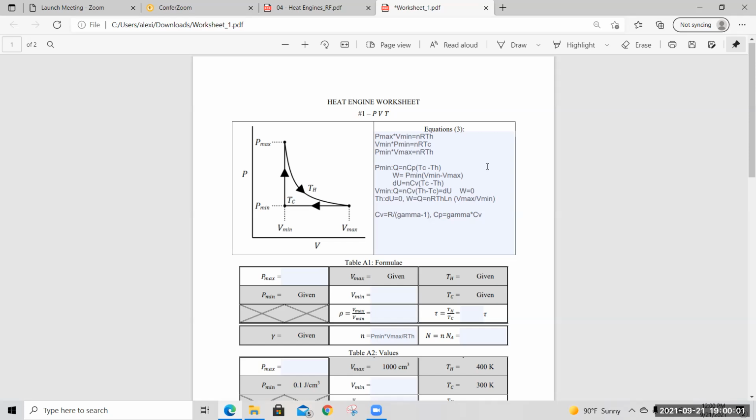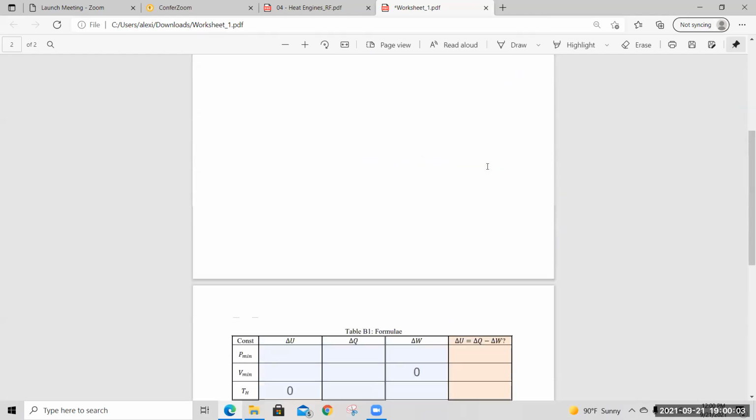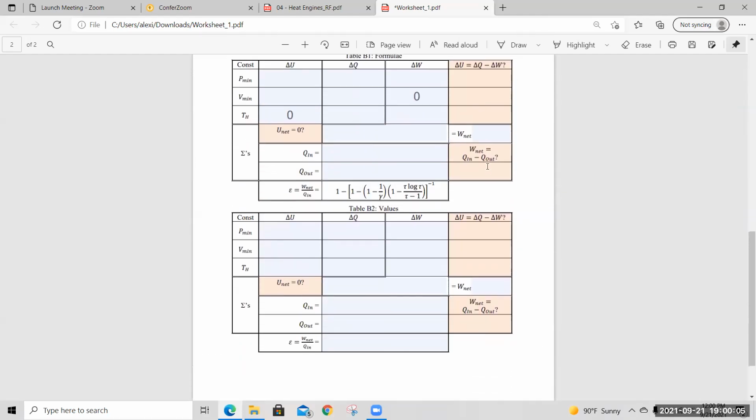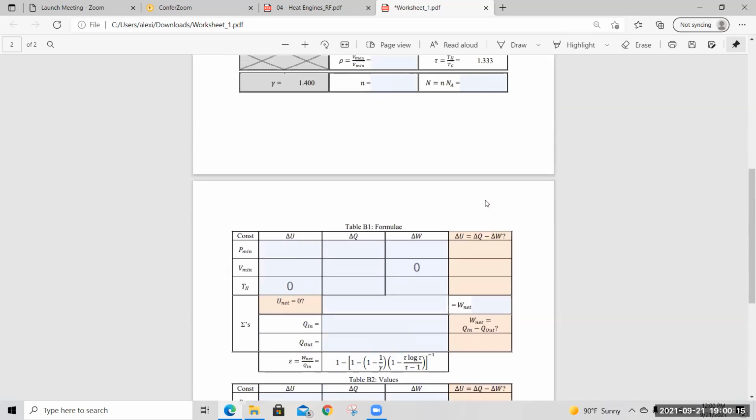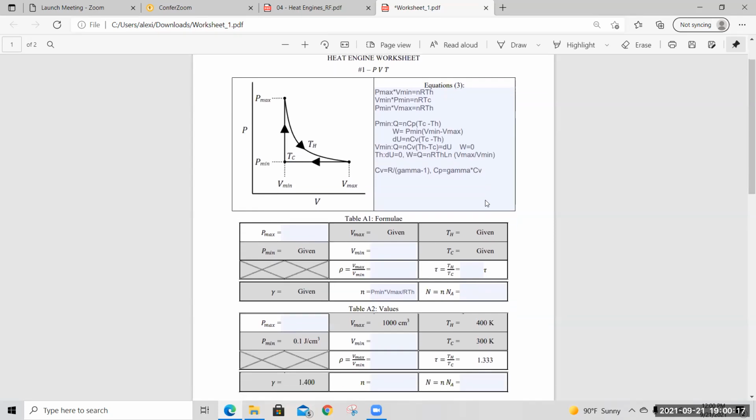So let's go down to table A2, please. Table B2. Table B2, yes, correct. Table B2, now we have everything in the first row. Let's go to the Vmin. Vmin, W is equal to 0. Let's go back to the equations, please, to the top of the first page.